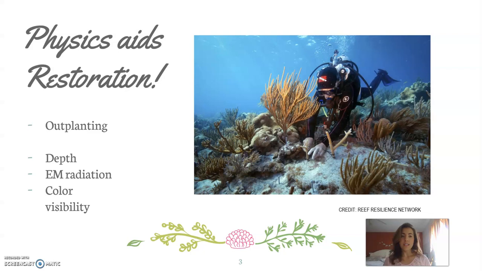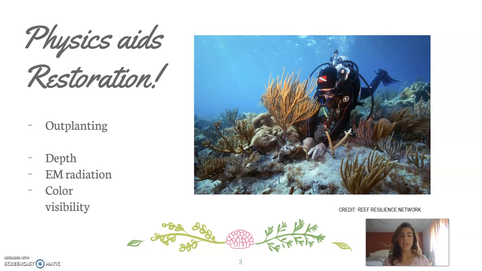And physics, as in the science, aids restoration. The main restoration mechanism we're going to be talking about today is outplanting, which is the process of planting coral back onto the reef, similarly to how you would plant a tree in the ground after a natural disaster wipes out a forest. And physics helps us to assess if a certain area of a reef is a good place for outplanting.